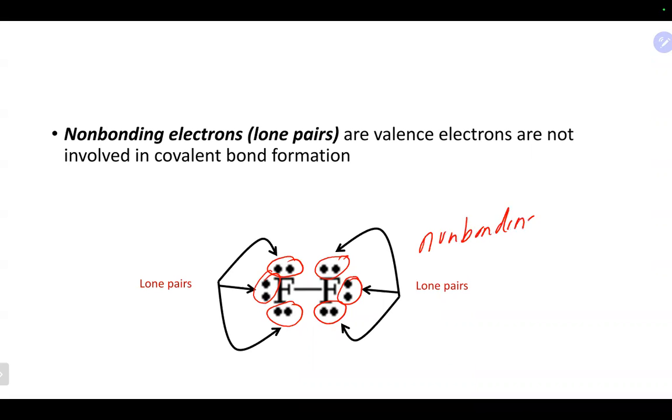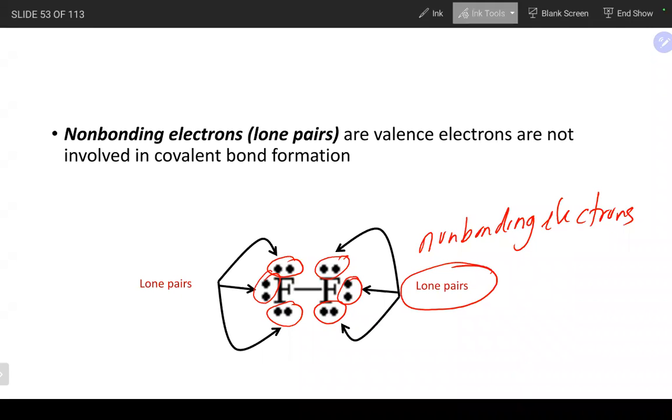Most books use non-bonding electrons these days. If you're old and decrepit like me, I use lone pairs, and some people still use lone pairs. So every time I say lone pairs, it is the same as non-bonding electrons. Those are electrons that are not involved in bonding. And again, I think nowadays a lot of books just use non-bonding electrons as the term, but some people still use lone pairs, and they basically mean the exact same thing. They are the electrons that are not involved in bonds.